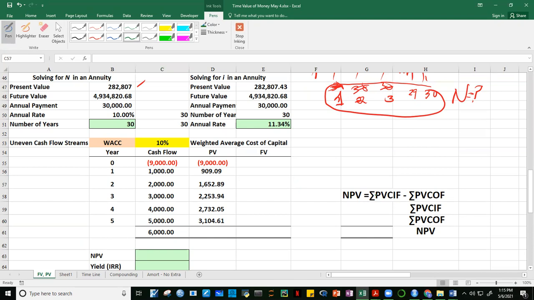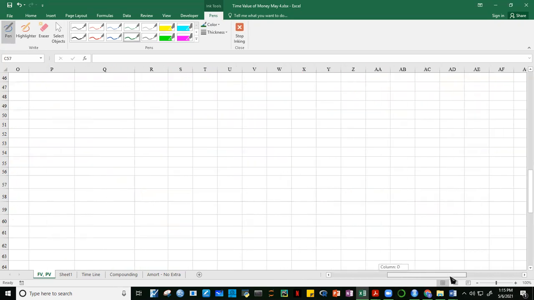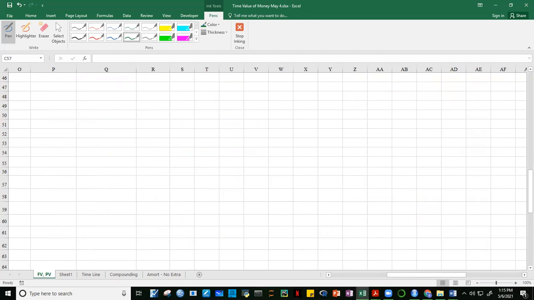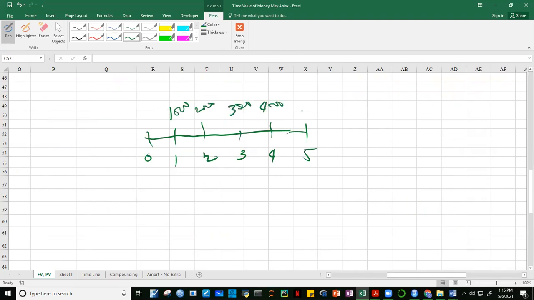Sandali, let me just, dito na lang ako susulat. Okay. We have this cash flow. 1, 2, 3, 4, 5. So this is 1K, 1,000, 2,000, 3,000, 4,000. Sorry for my very illegible handwriting. Okay, sabi natin, you cannot add 1,000 with 2,000.